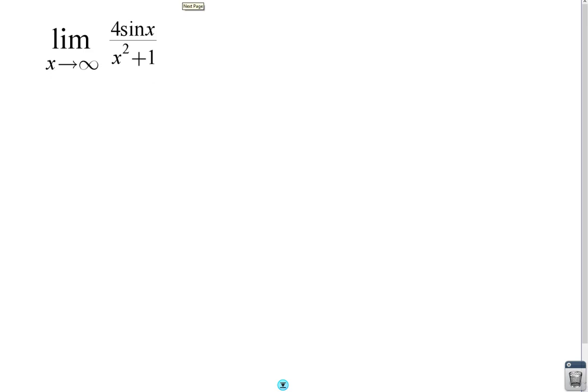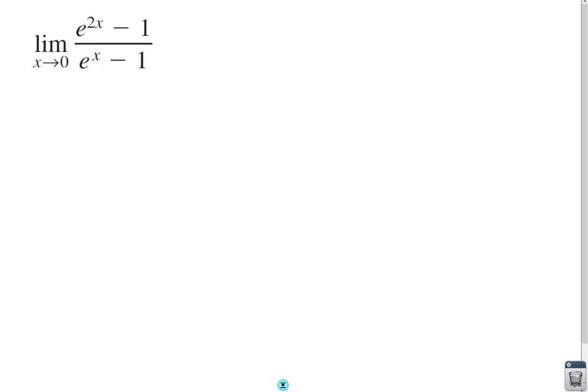Okay. 4 sine of x over x squared plus 1. Would you guys say that this is top heavy, bottom heavy, balanced, neither? I'm not sure. I would say that this is probably bottom heavy. This is again going to oscillate between 4 and -4. Okay, but this is going to get infinitely large. So something that stays between 4 and -4 versus something that's going to get infinitely large is overall eventually going to approach 0. Okay, so the limit for that is 0.